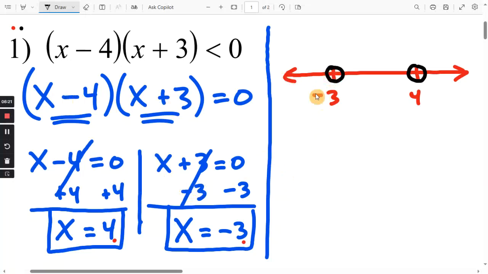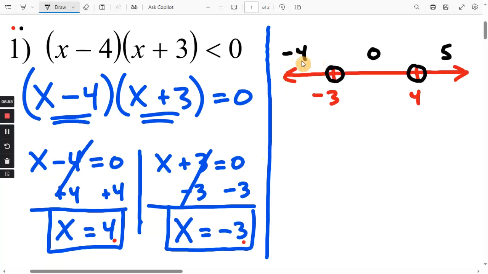So to the left of negative 3, we can use negative 4. In between negative 3 and 4, we can use 0. And for the right of 4, we can use 5. Okay? You can choose any number you want as long as it falls on the correct spot on the number line. Right in here, I could choose 1, I could choose 2, I could choose 3, but 0 is probably the easiest. All right, so let's plug into the expression.